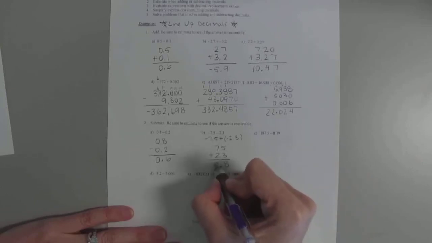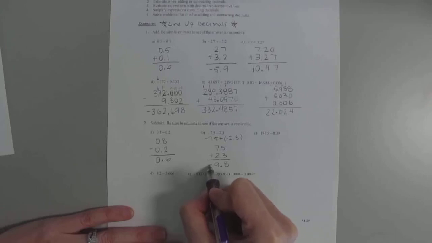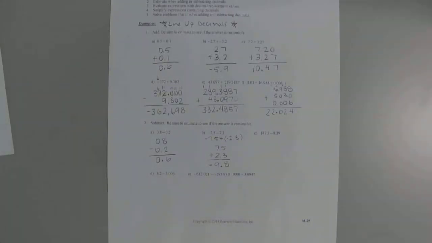5 plus 3 is 8. Bring down your decimal. 7 plus 2 is 9. But we can't forget our answer is negative. So basically think of it like you're $7.50 in debt, and then you go spend another $2.30. You're now $9.80 in debt. So those same rules apply here.